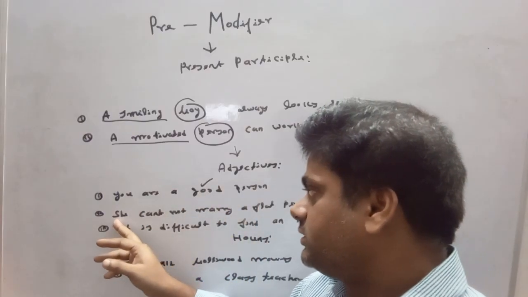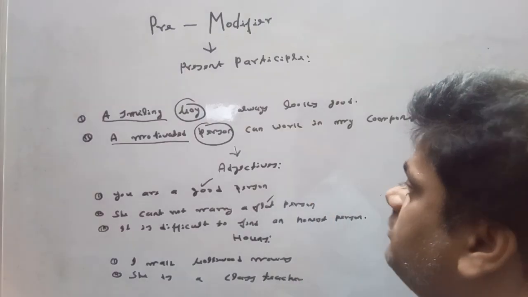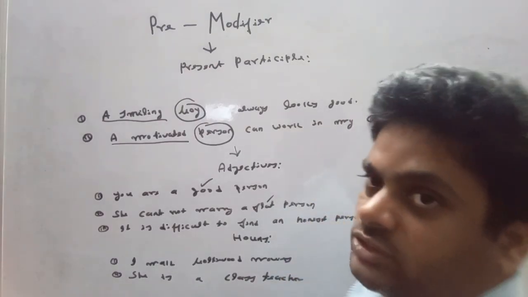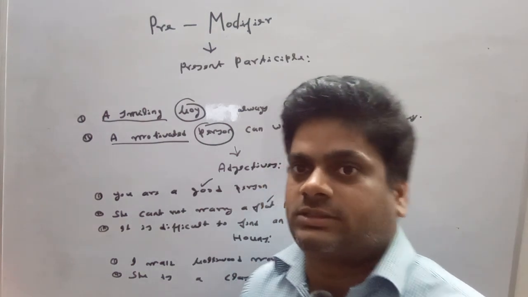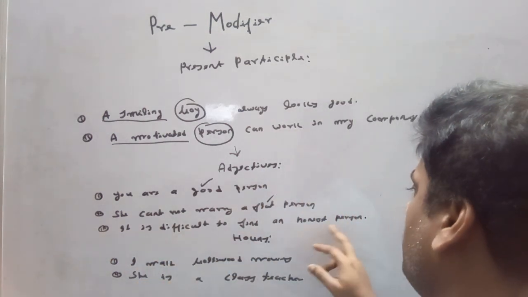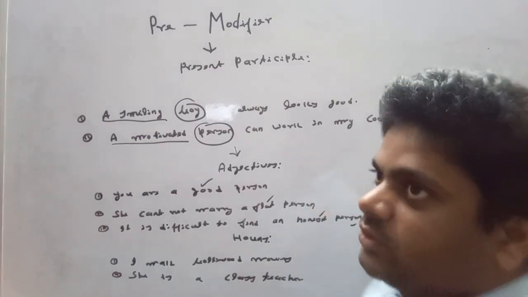In the second sentence, she cannot marry a flat person. Flat is also a pure adjective that is modifying person, giving extra information about the person in the sentence. The third one is, it is difficult to find an honest person. Person is a noun, honest is a pure adjective here.